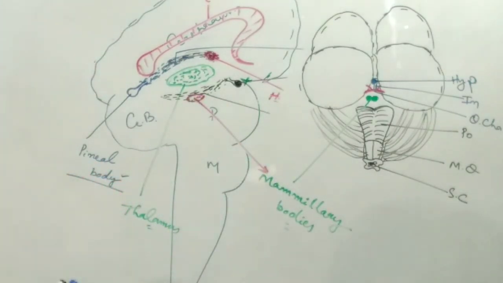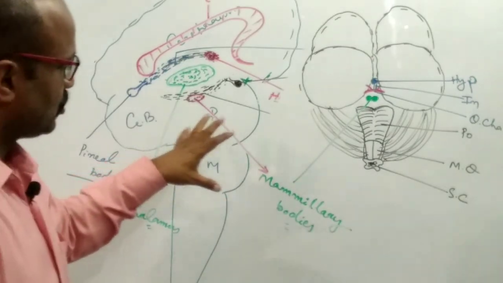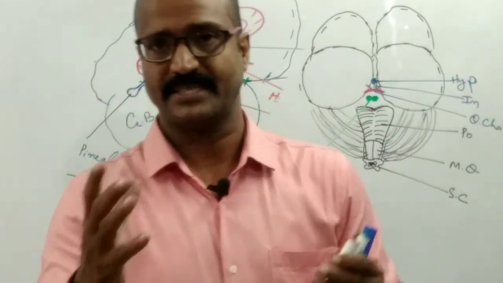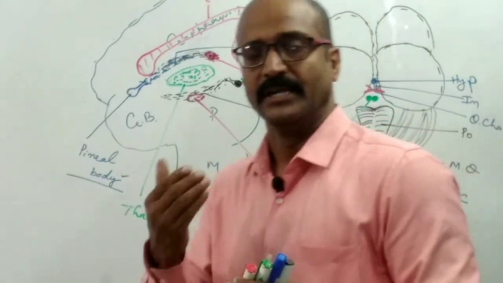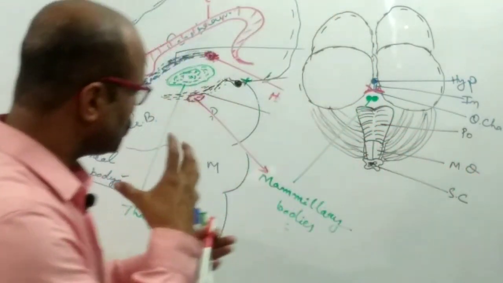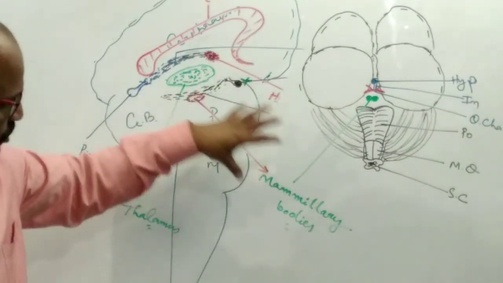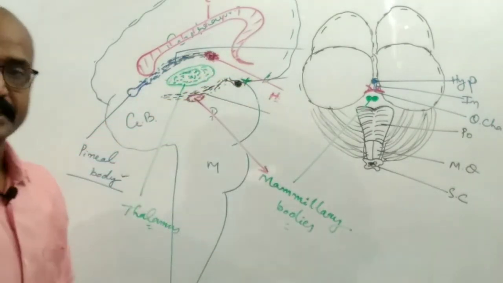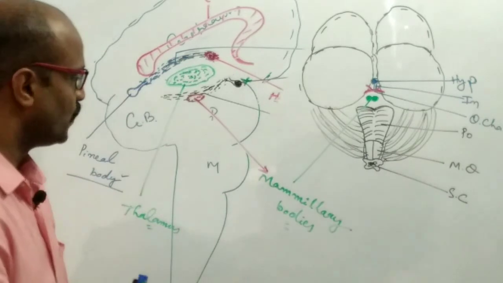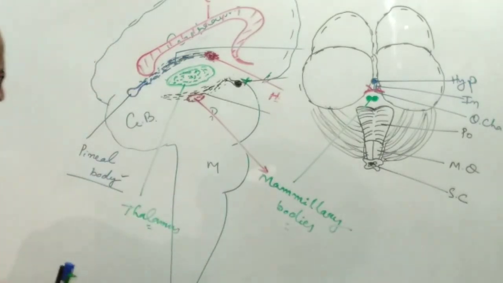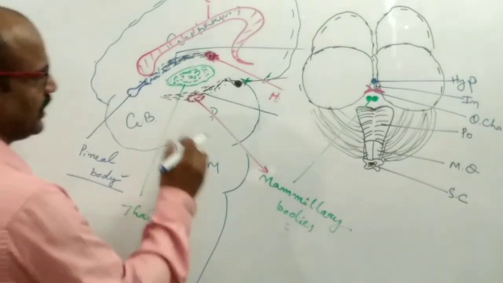The mammillary body controls or regulates some of the reflexes related to eating, like swallowing and chewing. This is the mammillary body.